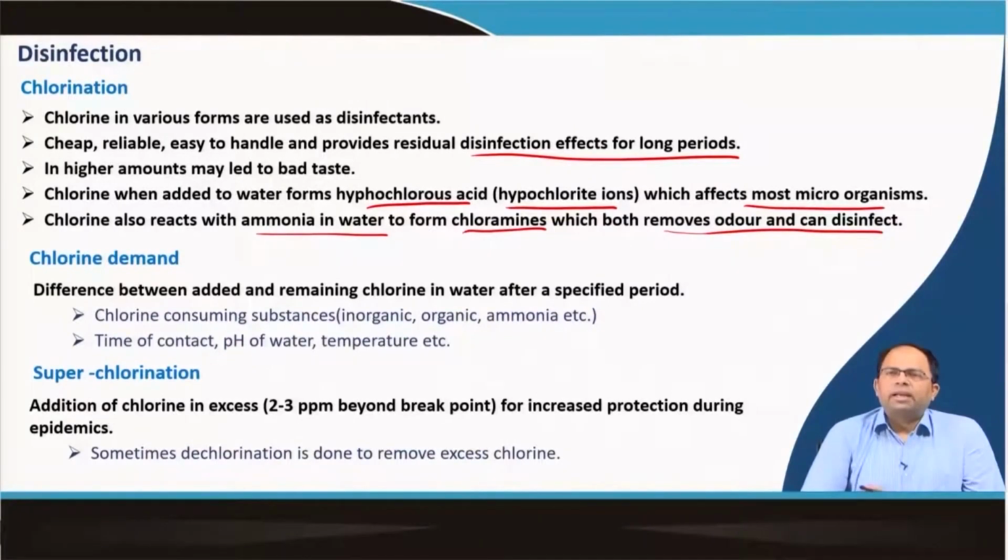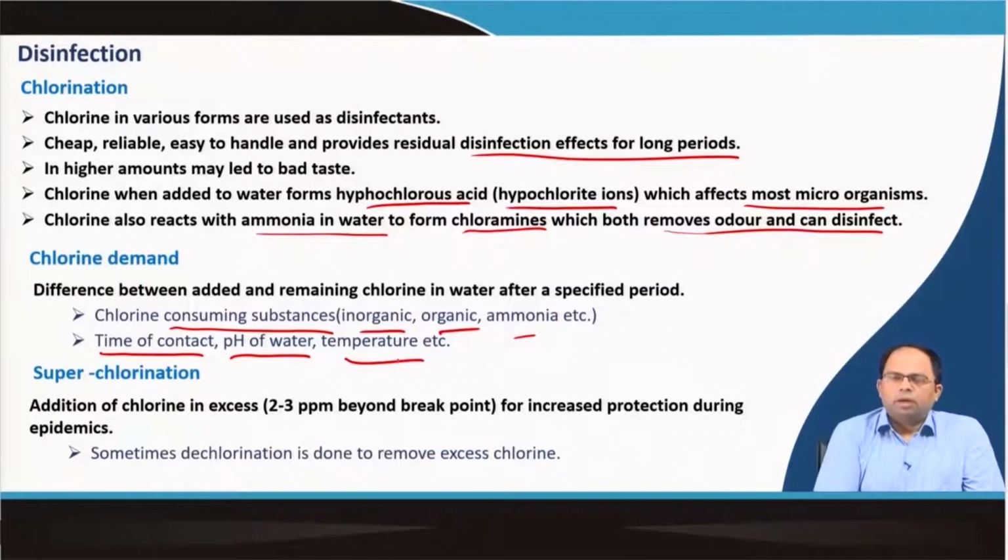So, based on that we can determine the total amount of chlorine that is used. When it is not further reduced, then we can understand that no further chlorine is being utilized. So, chlorine consuming substances are inorganic, organic and ammonia, that actually take up the chlorine, and this also depends on time of contact, pH of water, temperature and so on. So, based on that we determine what rate of chlorine application should be provided.